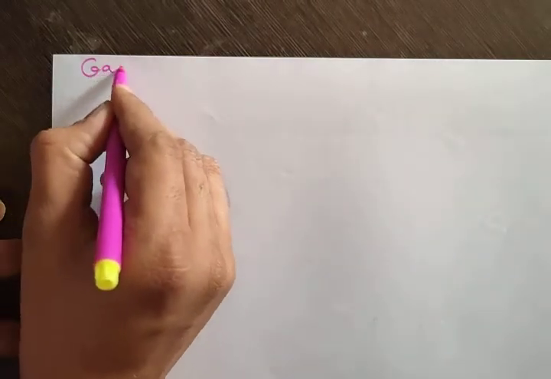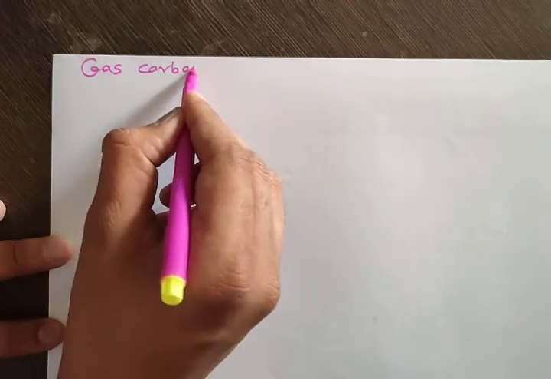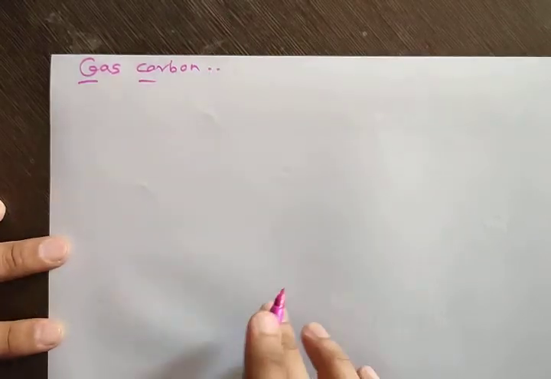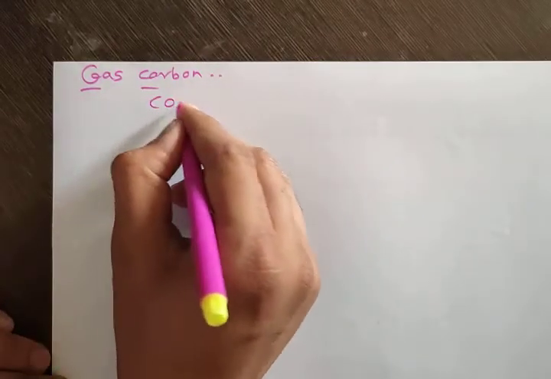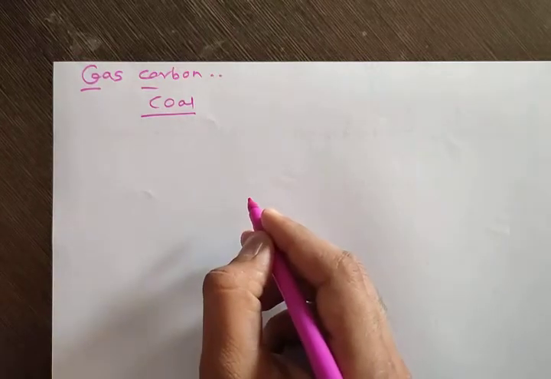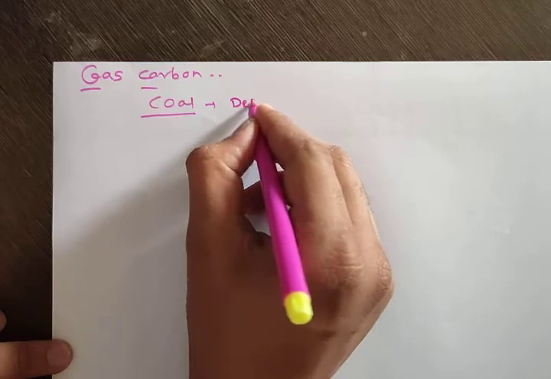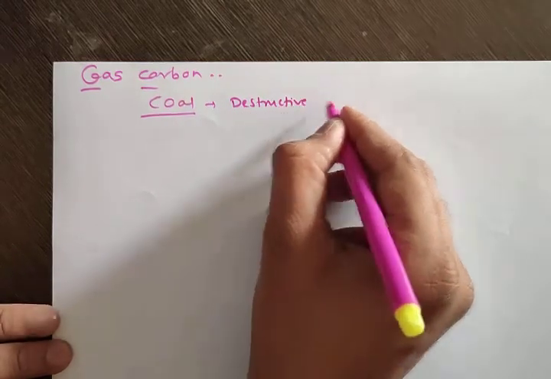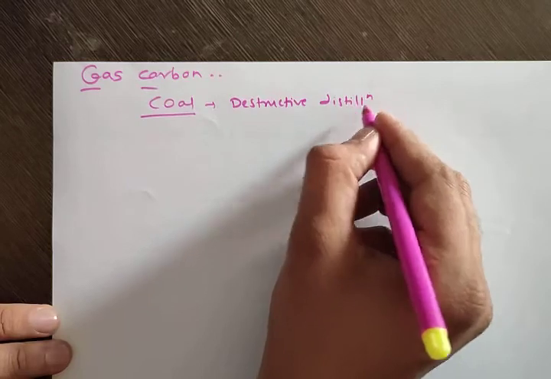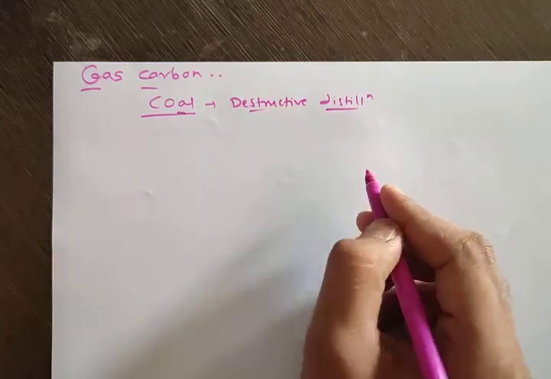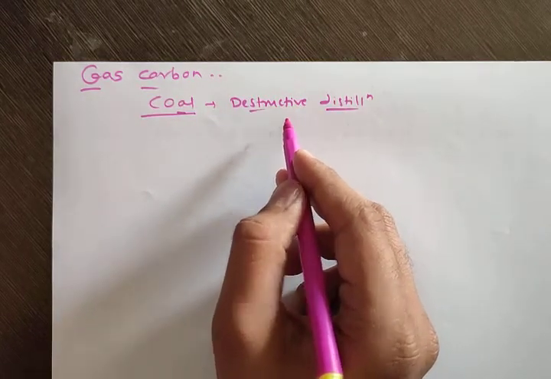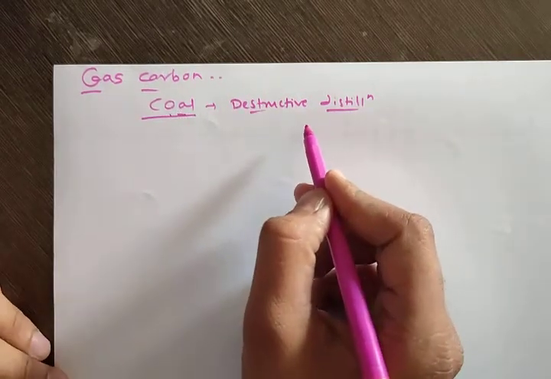Then next type of charcoal is gas carbon. Now how is this gas carbon made? You know the coal is a naturally occurring substance. Coal is normally found in the mine. Okay, so when this coal is obtained from the mines, and if the destructive distillation process is done with this coal, you know what is destructive distillation? That is heating of the coal in the absence of oxygen, in the absence of air.